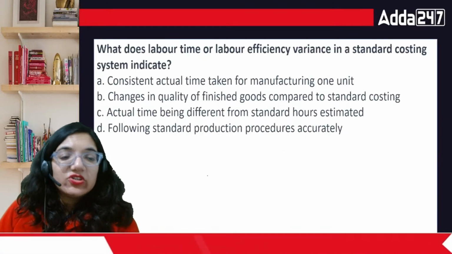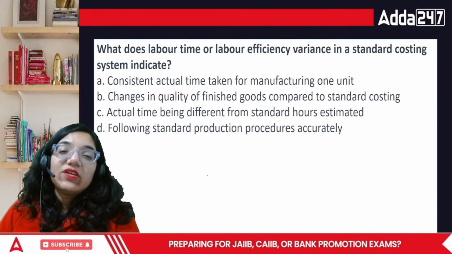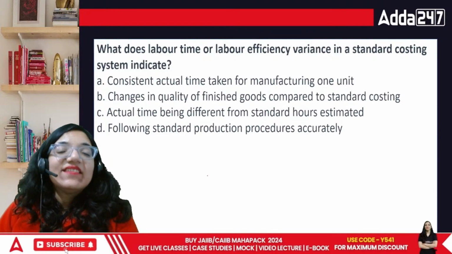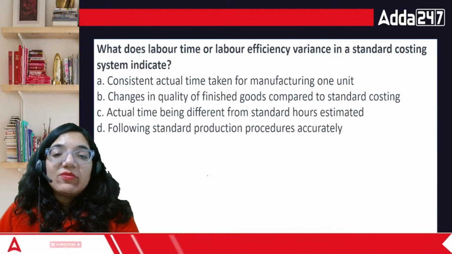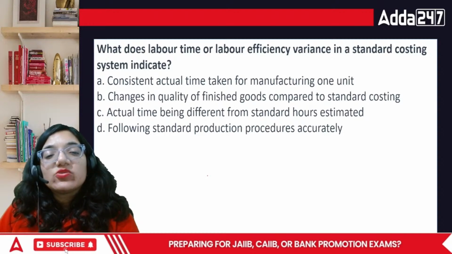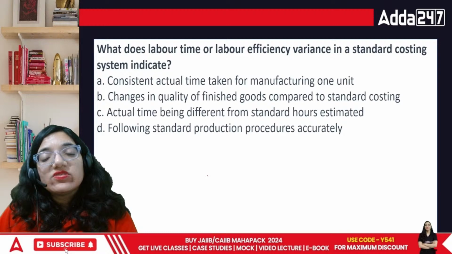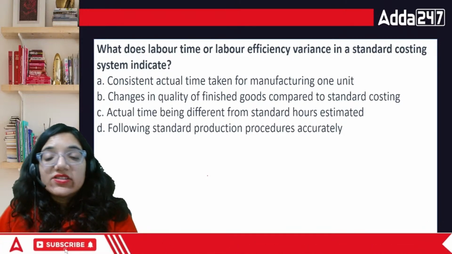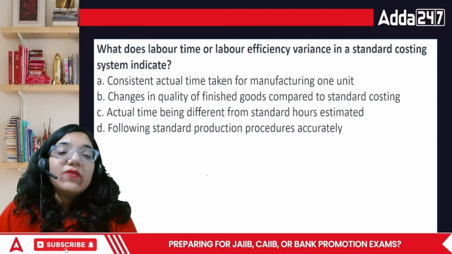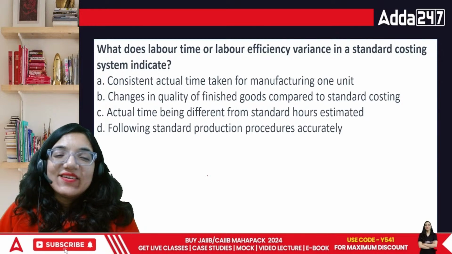Okay, here comes the next question. It says, what does labor time or labor efficiency variance in the standard costing system indicate? Labor time or labor efficiency. Consistent actual time for manufacturing one unit. Changes in quality of finished goods compared to standard costing. Actual time being different from standard hours estimated, or following standard production procedures accurately. It's going to be the answer.